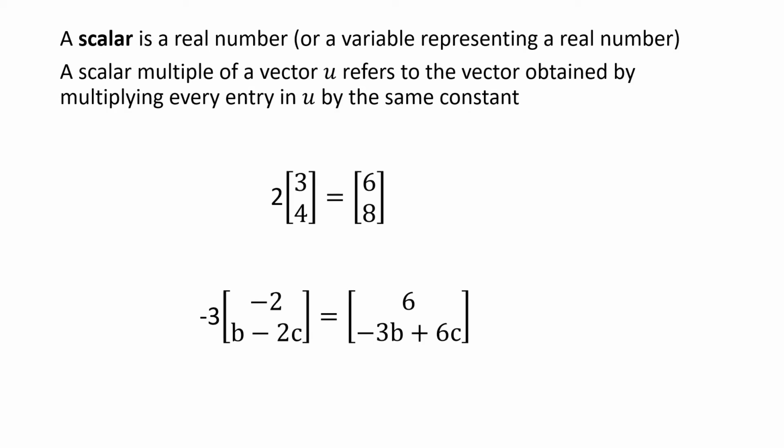A scalar. Well, we'll talk about scalars in this course. A scalar is just a real number. Okay. A scalar multiple of a vector is the vector obtained by multiplying every entry in the vector by the same constant. So a couple of examples. 2 times the vector 3, 4 is 6, 8. -3 times the vector -2, b minus 2c, gives this vector. Again, you just multiply every element in the vector by the number. That's scalar multiplication.